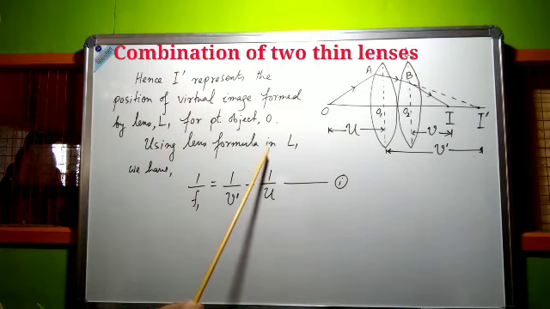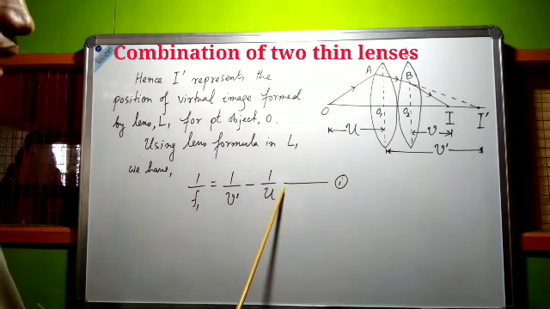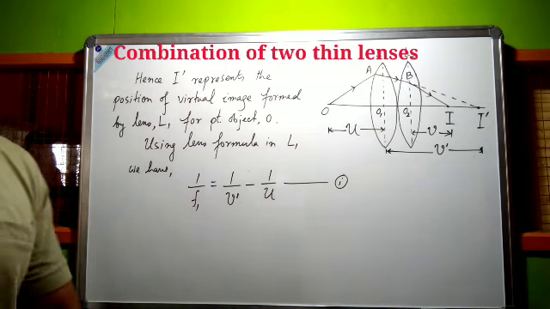Using the lens formula in lens L1, we may write like this: 1 by f, that is the reciprocal of focal length, equal to 1 by v-dash, that is the reciprocal of image distance, minus 1 by u, the reciprocal of object distance, and write it as equation number 1.